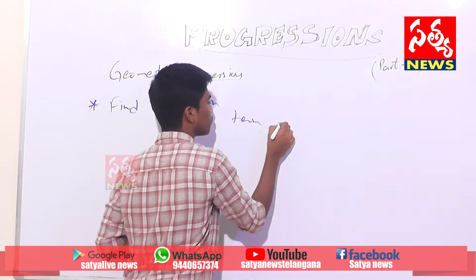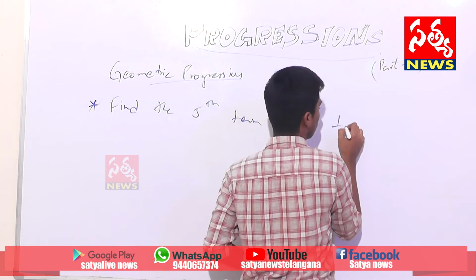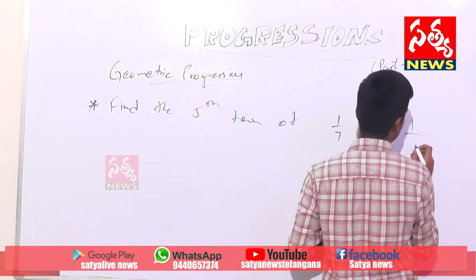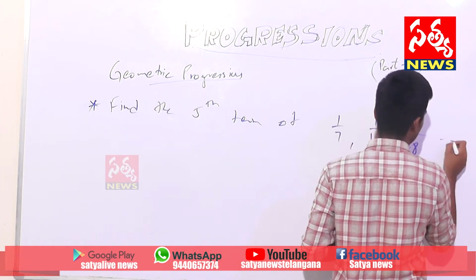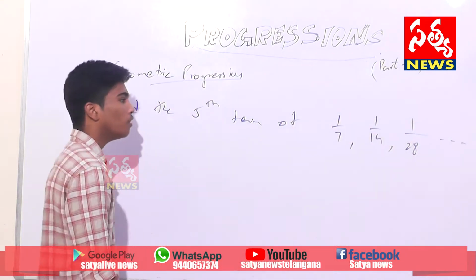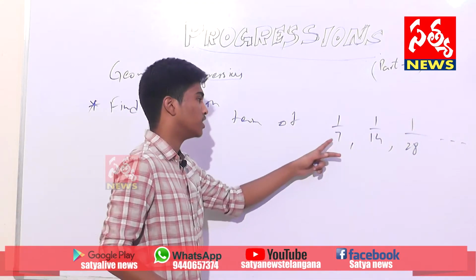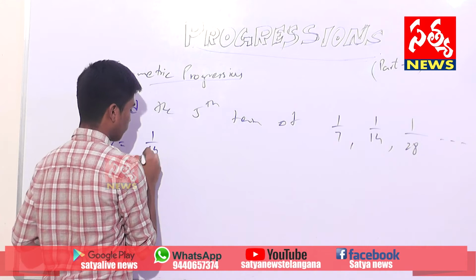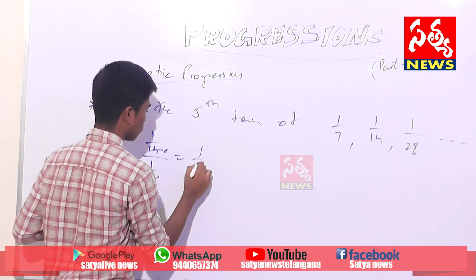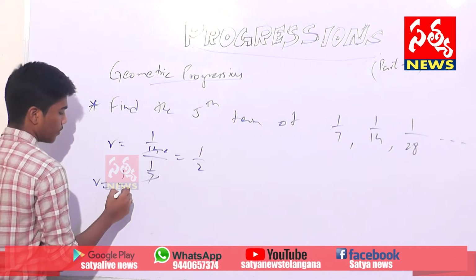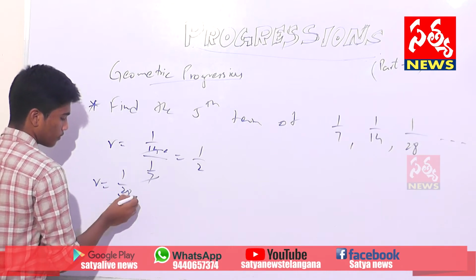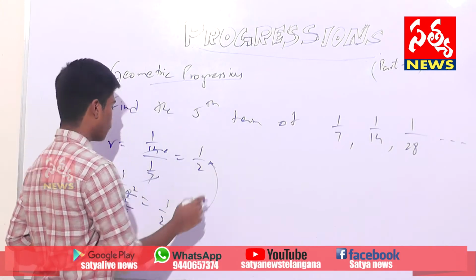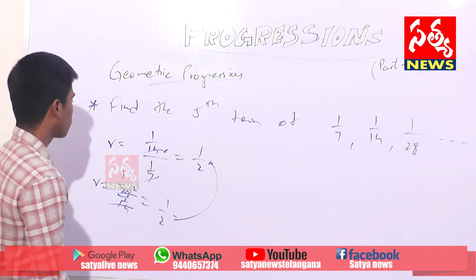Find the fifth term of 1 by 7, 1 by 14, 1 by 28, and so on. First of all, let's check whether the series is in GP or not. Common ratio is equal to 1 by 14 by 1 by 7, which is 1 by 2. Then 1 by 28 by 1 by 14, which is also 1 by 2. These two are equal. So that is in a GP.